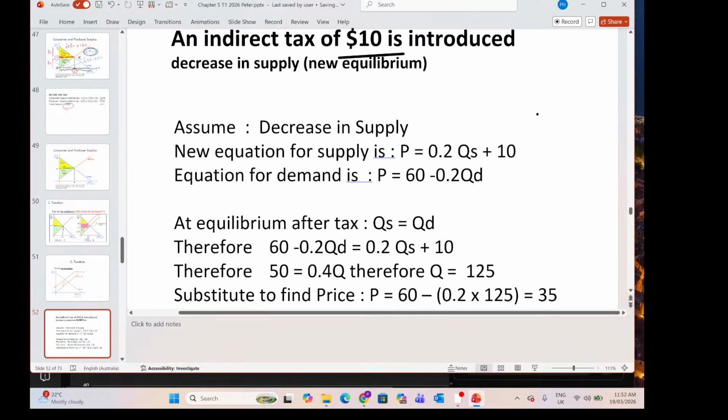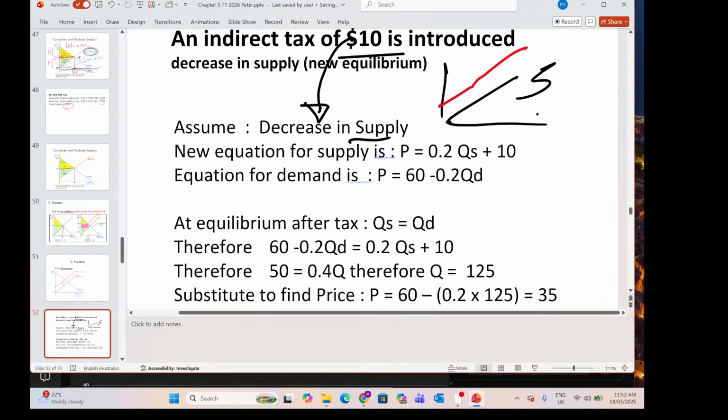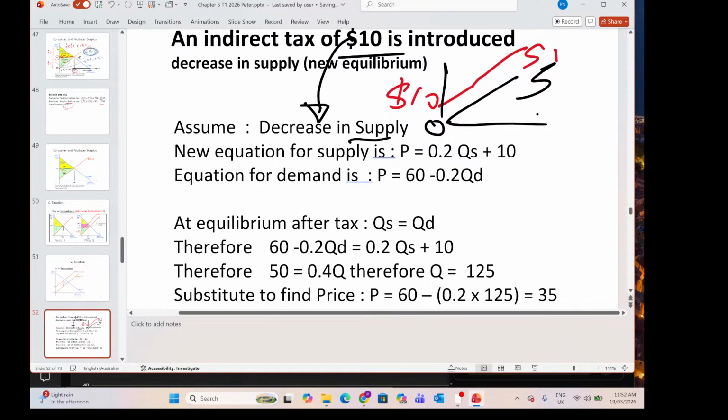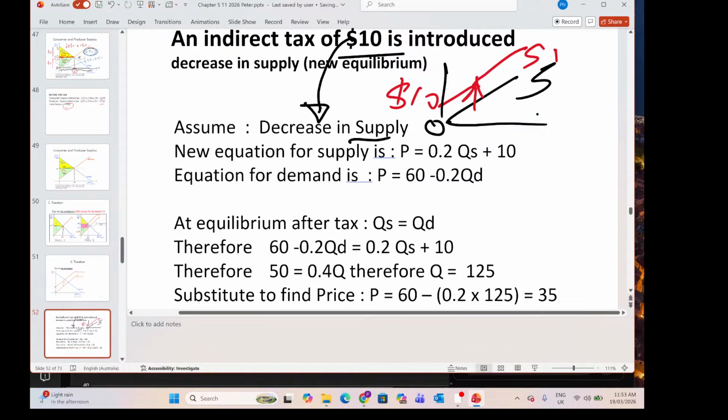$10 per good is being introduced, and this tax is going to decrease our supply. It's going to shift our supply curve from S to S1, and this new supply curve is going to start at 10. It is not going to start at 0. It's starting at 10 because the tax shifted the supply curve up.